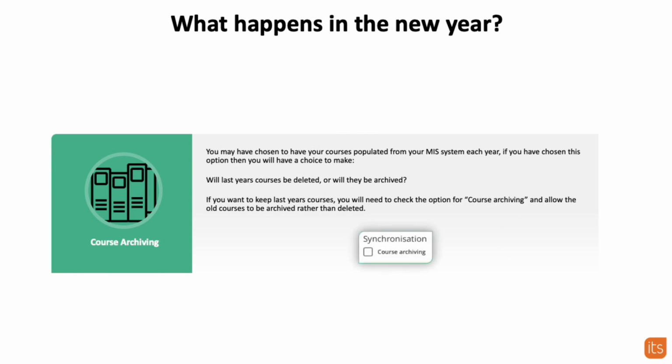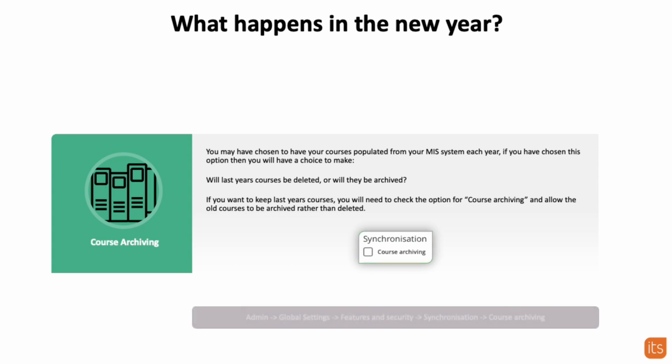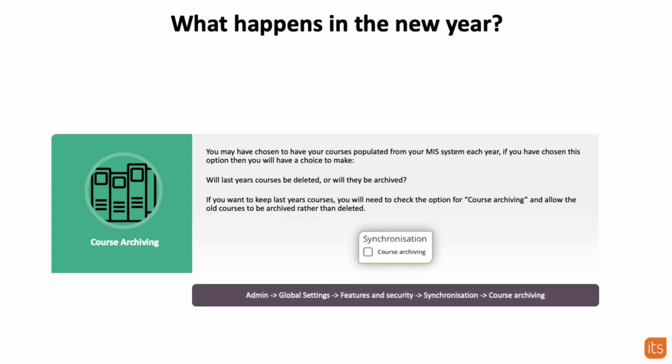So you might have chosen to have your course populated from your MIS system each year. If you've chosen this option, then you'll have a choice to make. First of all, will last year's courses be deleted, or will they be archived? If you want to keep last year's courses, you'll need to check the option for course archiving. You'll need to allow the old courses to be archived rather than deleted.